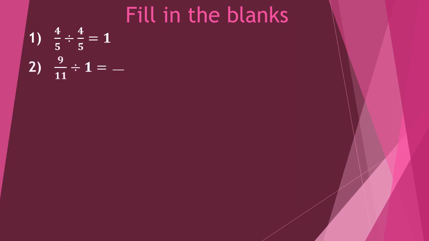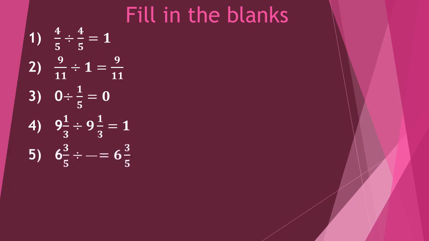Question number 2. 9 upon 11 divided by 1 is equal to dash. And we know that a fraction divided by 1 is the fraction itself. So what do we have to write in the blank? Yes, 9 upon 11. Question number 3. 0 divided by 1 upon 5 is equal to dash. Everyone knows 0 divided by any fraction is 0. So what is the answer? Yes, 0. Question number 4. 9 1 upon 3 divided by 9 1 upon 3 is equal to dash. What do we have to write in the dash? Yes, the answer is 1.